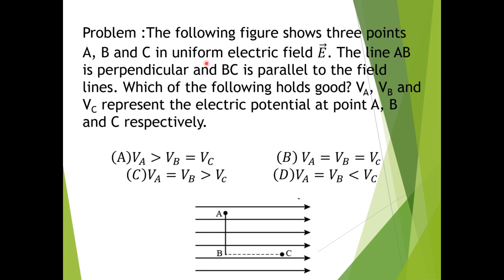Next problem, the following figure shows 3 points A, B and C in uniform electric field E bar. The line AB is perpendicular and BC is parallel to the field lines. Which of the following holds good? Where VA, VB and VC represent the electric potential at points A, B and C respectively. So we have been given different options and we are asked to see which one of them is correct. So this is the diagram that we have. So let's try to analyze this.